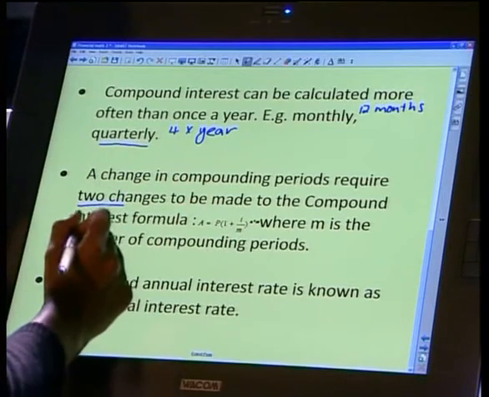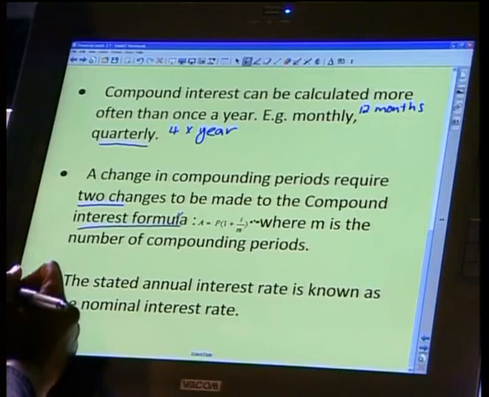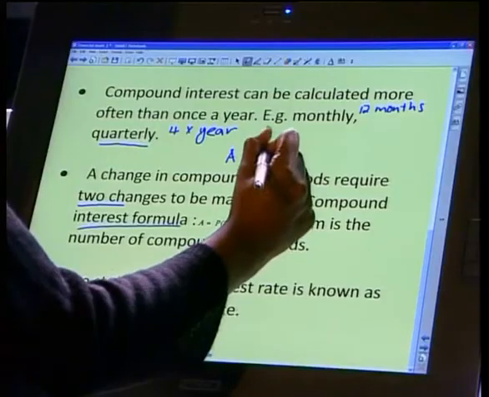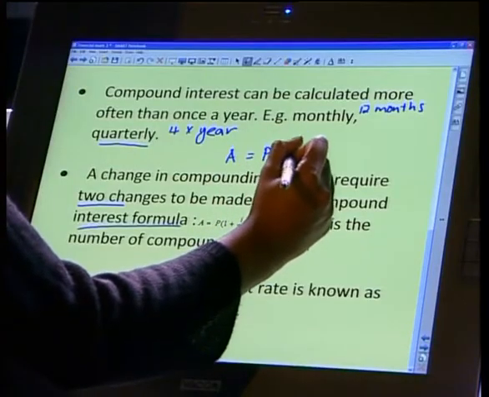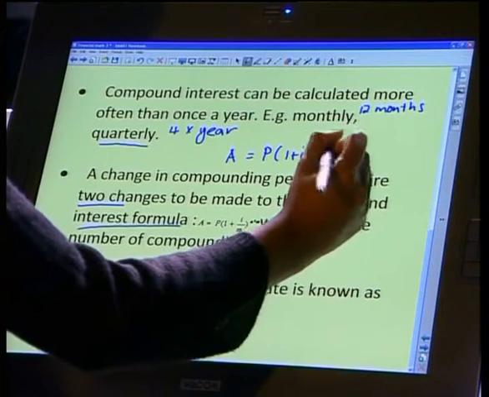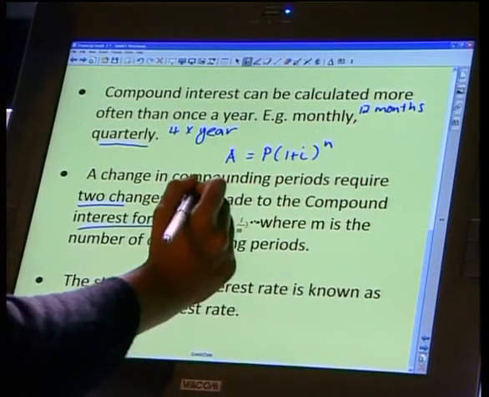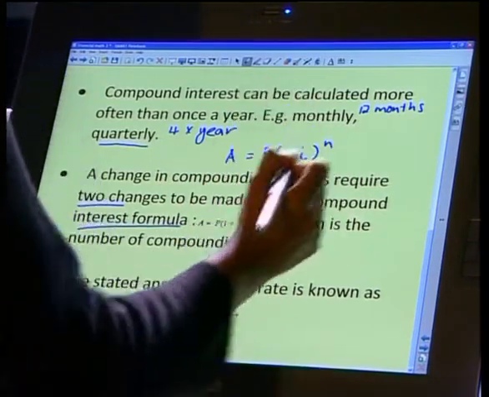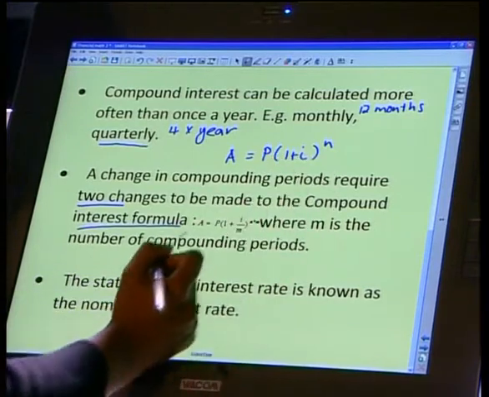Now, whenever your compounding changes, it will require 2 changes to be made to the compound interest formula. So guys, remember the compound interest formula you have dealt with in previous sections. It's given by A is equal to P times (1 plus i) to the power of n. With the change in compounding periods, it requires 2 changes to this formula.